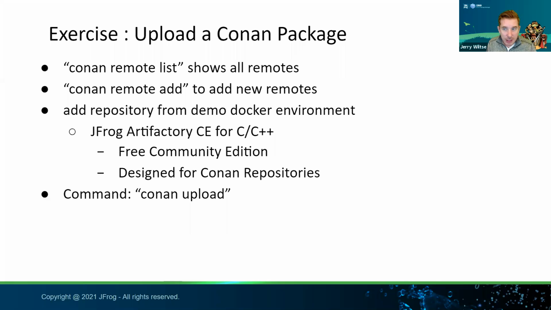So we're going to do a few commands here related to dealing with remotes. If you work with Git or any other package managers, some of these will seem pretty familiar. Conan remote list shows all of the remotes that are currently configured on the local machine that your current client knows about. Conan remote add lets you add new remotes to the list, so you can have any number of repositories that you can work with, and that's a simple command for that. And what we're going to do in our example is add a repository from our demo environment, which, as I said, we're going to stand up a JFrog Artifactory CE server, which is a free community edition of Artifactory, and it's designed specifically to host Conan repositories. We're going to spin that up now, and then we're going to upload to it. And the operative command in this exercise is Conan upload.